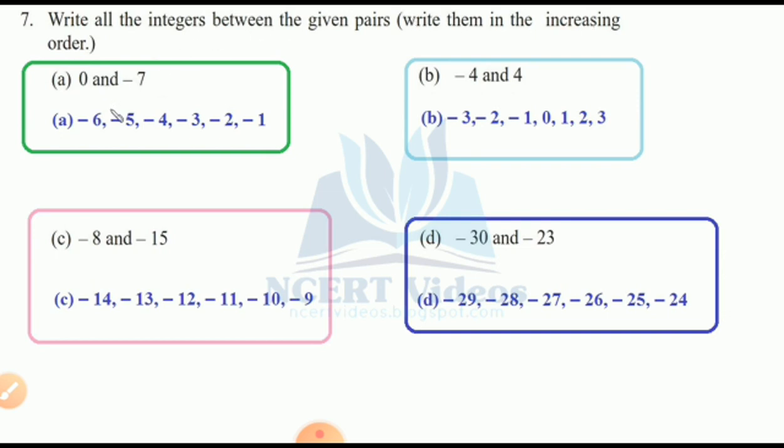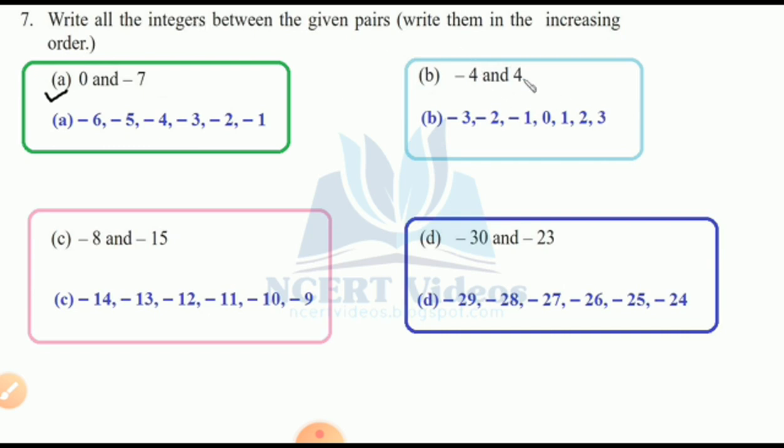What will you do? You will start from -1, -2, -3, -4, -5, -6. But that answer is wrong. They ask us for increasing order. Yes, you are remembering ascending order for positive numbers. But when you are thinking about negative numbers, you have to check the bigger number first.